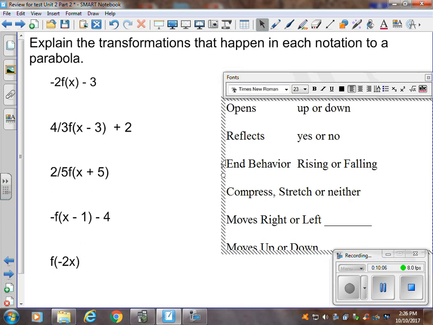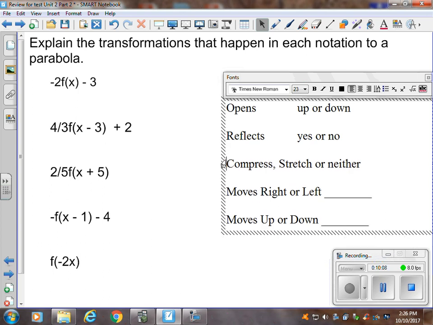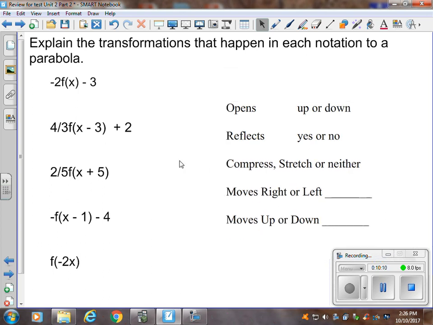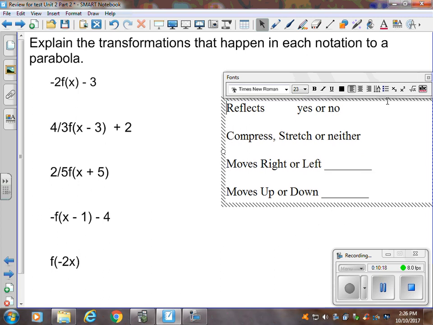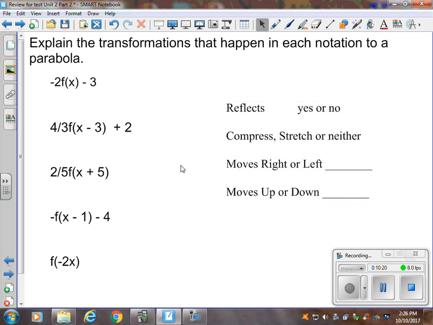except for in behavior. In behavior is not a transformation, okay? And neither is opens up or down. That is not a transformation. So on this set of questions, I just want to know these 4 things. Does it move up, down, left? Does it reflect? Does it compress, stretch, or neither?